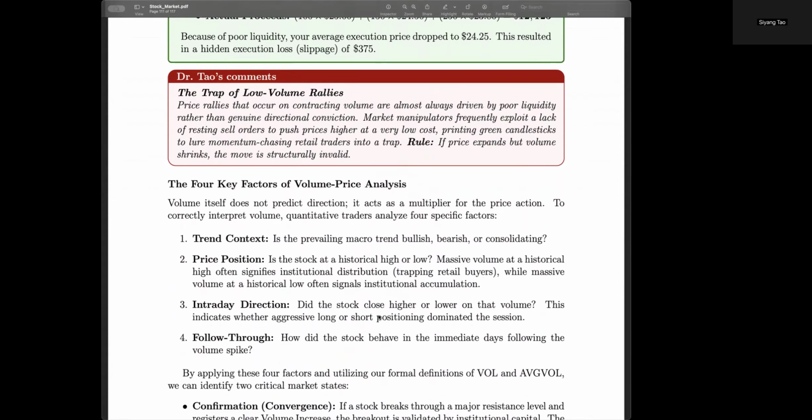Because of slippage, low liquidity creates a very dangerous trap, the low volume rally. If there are no sell orders sitting in the order book, market manipulators can buy a thin amount of stock to push the price up too dramatically. They print a giant green candlestick to lure retail momentum traders in, and then they dump their heavy bags on you. To avoid this, we always check the four key factors of volume.